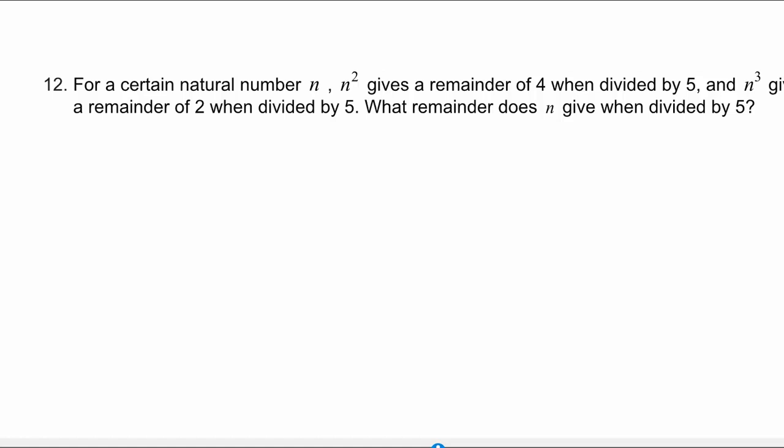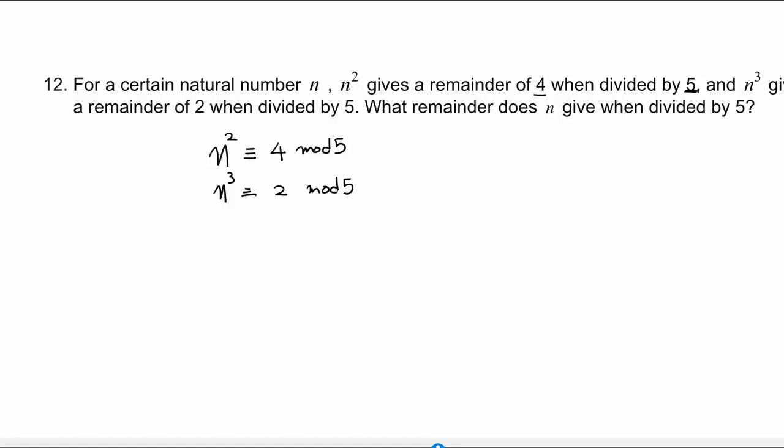Alright, number 12. For a certain natural number n, n squared has remainder 4 when divided by 5. Okay, so we can set up the equation, okay? n squared is 4 mod 5. And another one, the cube, n cubed is 2 mod 5, same modular system. Okay, so for the arithmetic operations, we can use exponents, but we cannot use square roots.